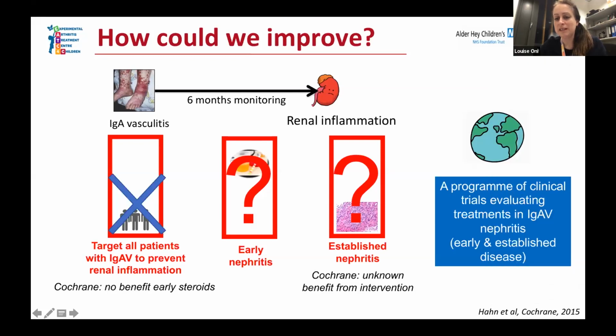And so what we need is international collaboration where we can undertake a program of trials to evaluate treatments in IgA vasculitis nephritis, both in those with well-established disease, but also importantly, perhaps targeting early disease and perhaps considering novel therapies.